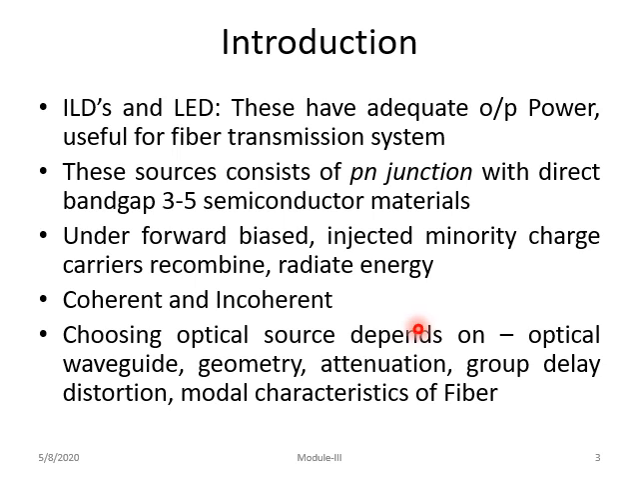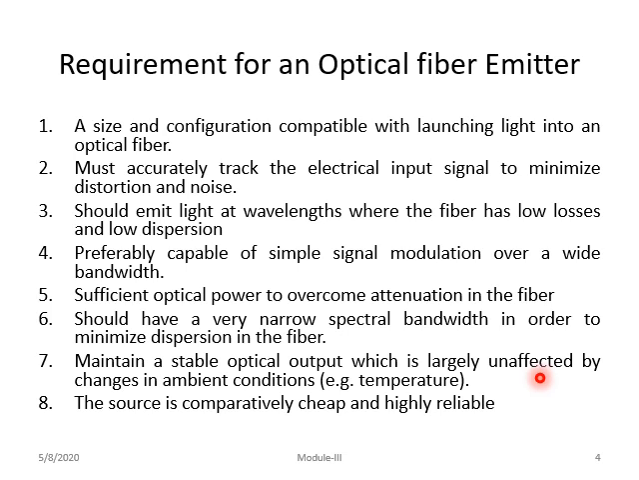Choosing an optical source depends basically on certain factors like the optical waveguide geometry of the device, and attenuation, which we need to understand with respect to laser or LED to decide which is better. Group delay distortion and the modal characteristics of a fiber are all important factors while choosing an optical source. Some of the requirements for an optical emitter are a size and configuration compatible with launching light into an optical fiber.